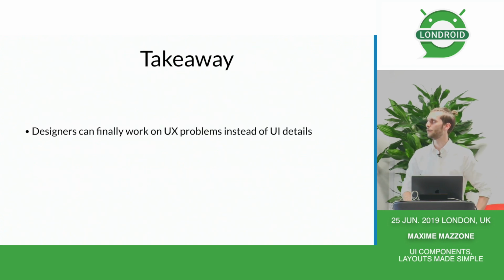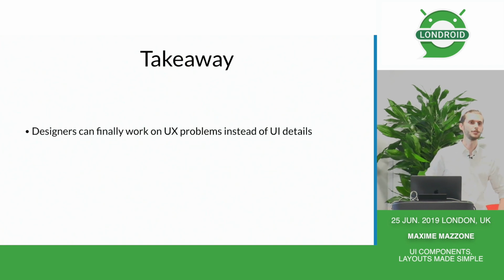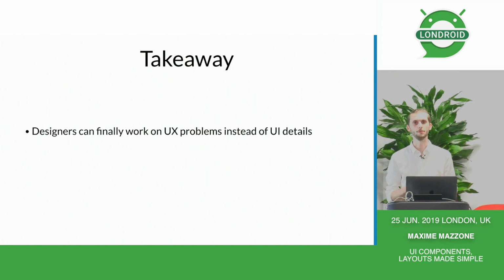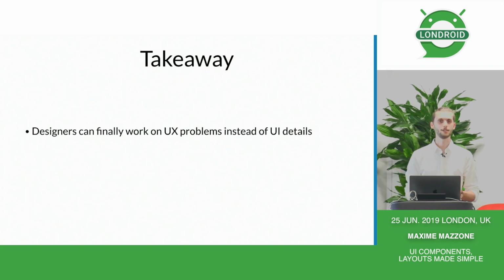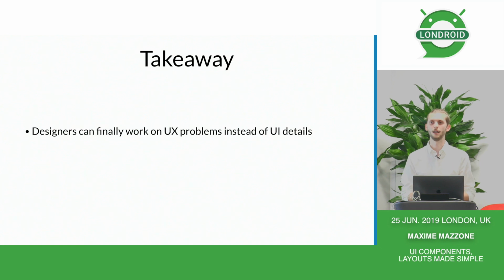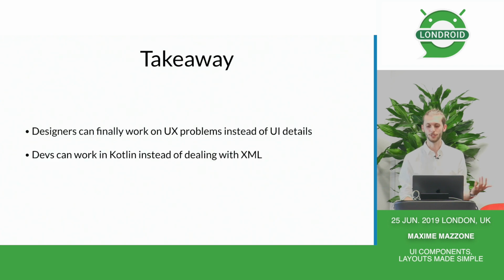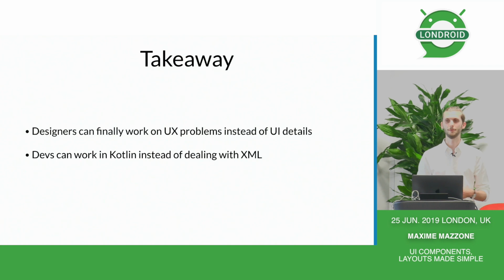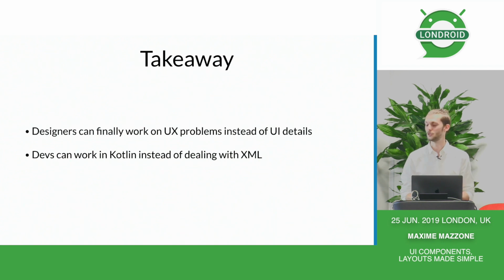So the key takeaway for us at Babylon was basically that designers can now work on UX problems instead of UI details. They don't need to think about what the padding is between this and that. They can just use a component and they know that we will have it on our side on Android. The second point is that devs can work in Kotlin instead of fighting XML. Sometimes it's really hard to debug XML, and so describing your UI in Kotlin is usually a bit nicer.